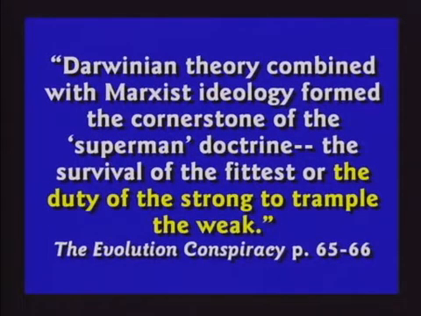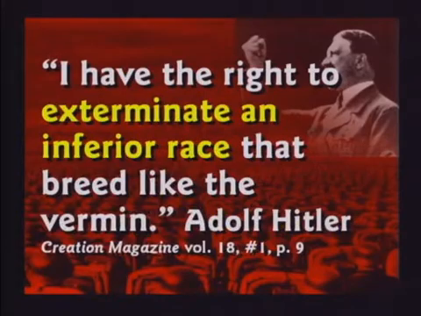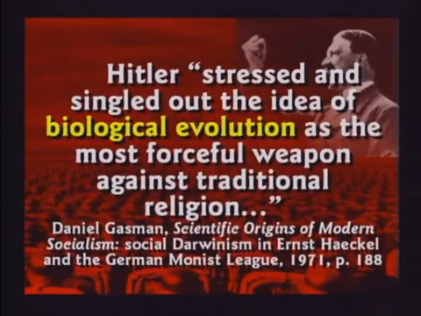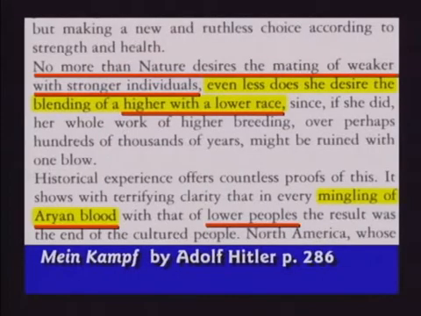He said, I have the right to exterminate an inferior race that breed like the vermin. Hitler singled out the idea of biological evolution as the most forceful weapon against traditional religion. See, traditional religion like Christianity says nobody's better because of the color of their skin. Hitler didn't like that idea. He said nature doesn't like the blending of a higher with a lower race. He kept talking about Aryan blood and lower peoples. Who's a lower people, Adolf?